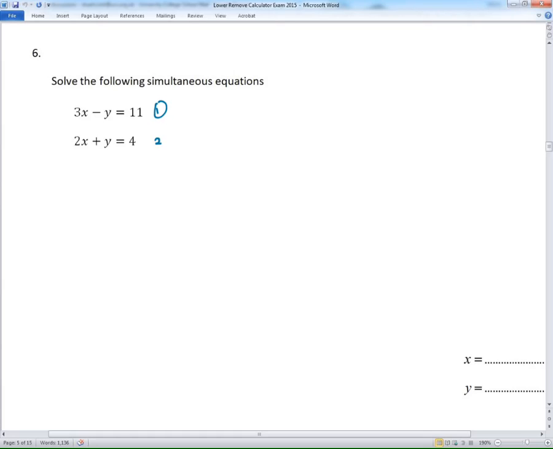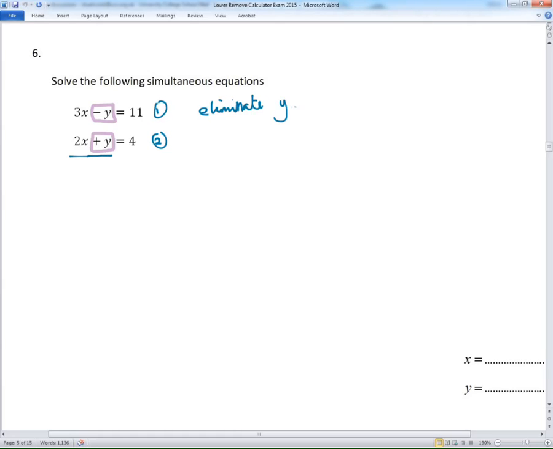Okay, it's simultaneous equations, so we're going to label the top equation equation 1, and the second equation 2. We're going to use the elimination method. Since we have negative y and positive y, if we add the equations, we are going to eliminate y from the equation, which is what we're aiming to do.